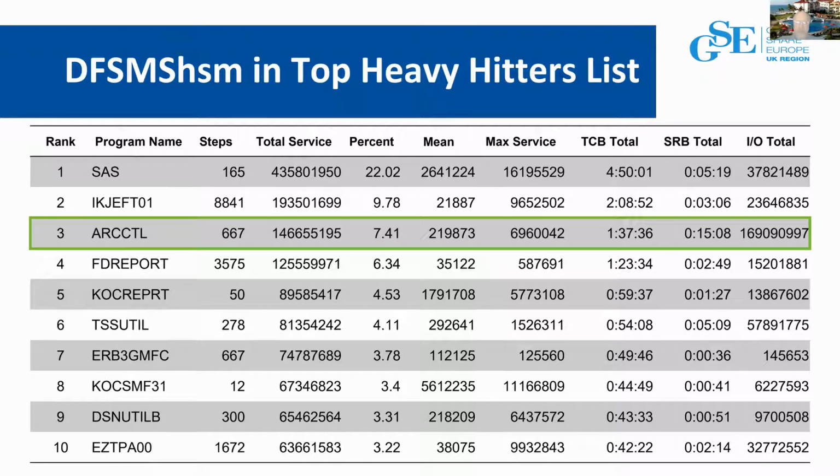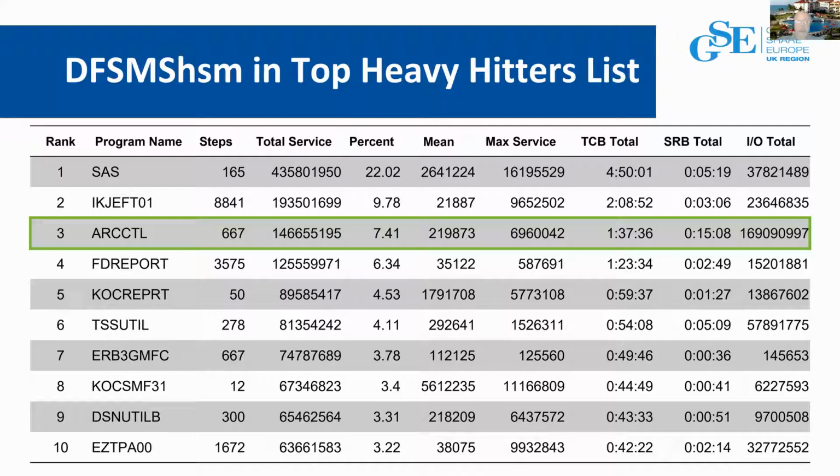Now, as we all know, HSM is going to be consuming CPU when it archives data off primary disk, when it moves data between the ML1, ML2 layers, when it recalls or restores a data set that's being recalled, and also when you're doing recycles. Now, the only thing that you're going to be able to do for the archive and the restore is just buy more primary storage so that you're not having to do that as often. But the thing that we could help you with would be the recycle. And we're going to be talking about that in detail in just a few minutes.